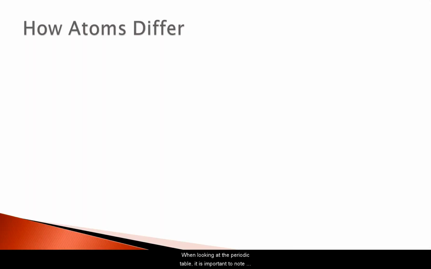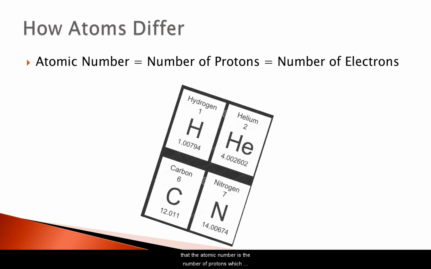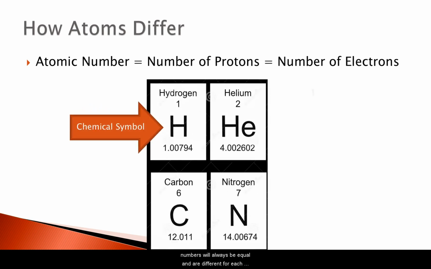When looking at the periodic table, it is important to note that the atomic number is the number of protons, which equals the number of electrons. These two numbers will always be equal and are different for each element. Additionally, you will find the chemical symbol, also called the atomic or element symbol, which is a specific 1 to 2 letter chemical abbreviation in which proper capitalization is so very important. Capital C, capital O is carbon monoxide, but capital C, little o is cobalt.